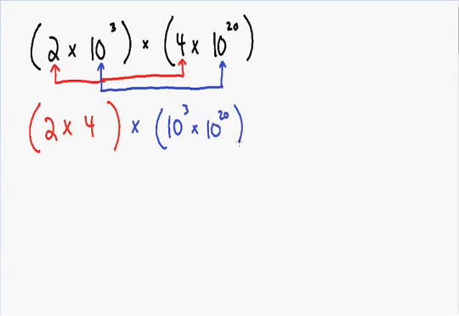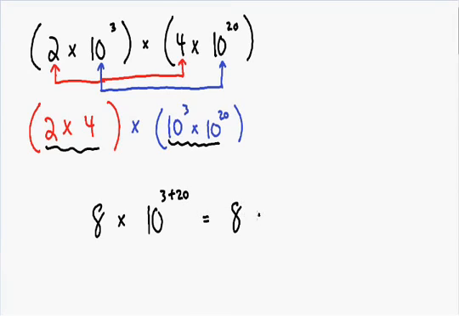And now the only thing we have to do is simplify the expression. In red, we have 2 times 4. 2 times 4 is equal to 8. And in blue, we have two things being multiplied with the same base. Whenever this happens, you can add the exponents to simplify it. So we have a base 10, and we need to add the exponent of 3 with the other exponent of 20.